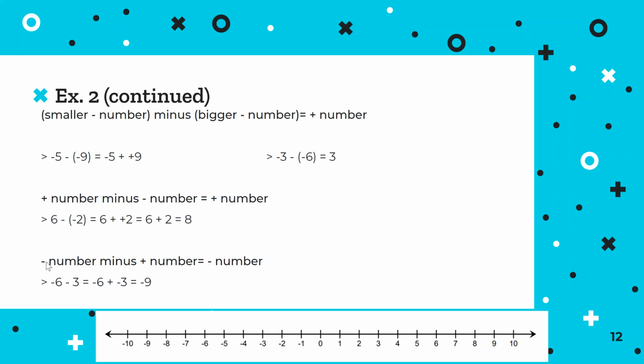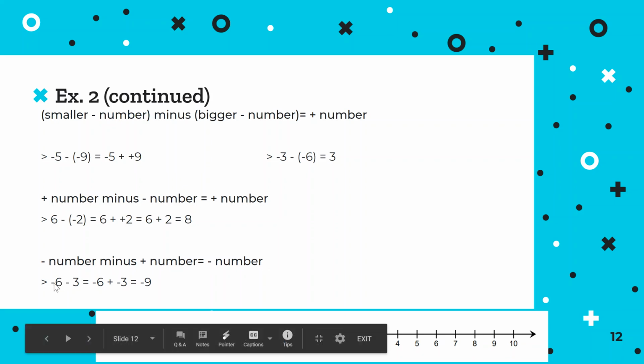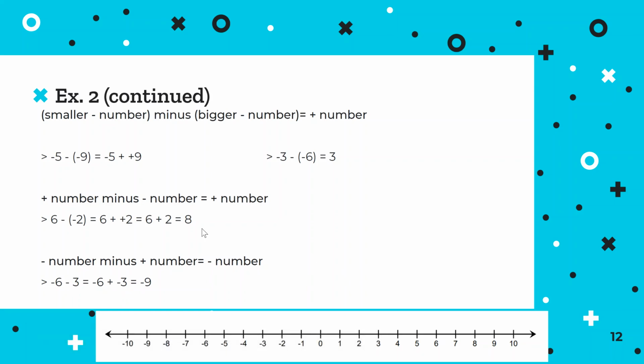And so down here, we have a negative number minus a positive number, which is equal to a negative number. So we have negative 6, which is a negative number, minus a positive number, minus 3. And so what I like to think of this is plus a negative. So I have written here negative 6 plus a negative 3. Because we're subtracting, we will be moving left on the number line 3 times, and it's basically adding a negative.